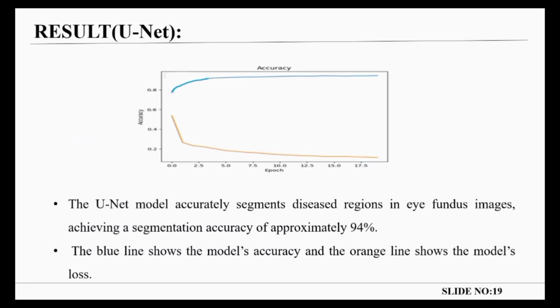In the UNet graph, it shows how our model is learning. The blue line is how well it works on the data it has seen, and it gets better over time.